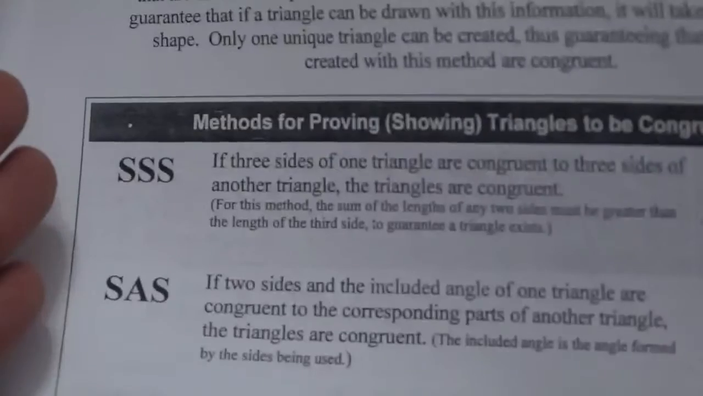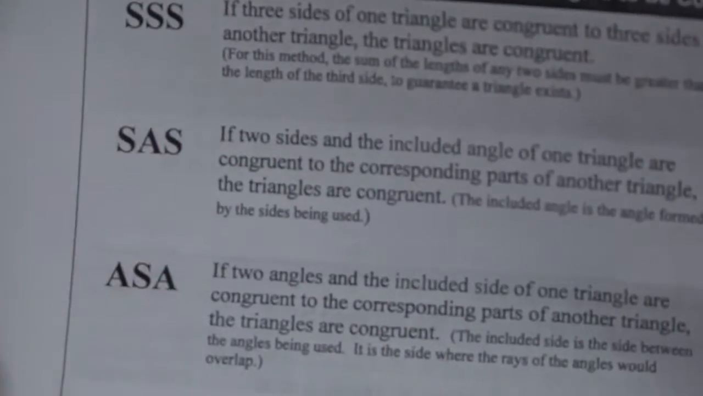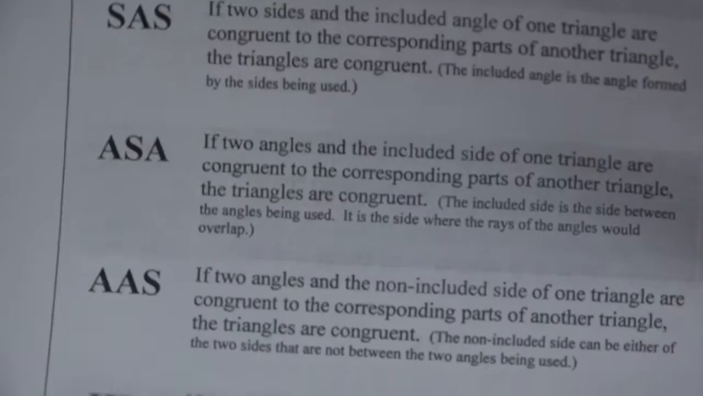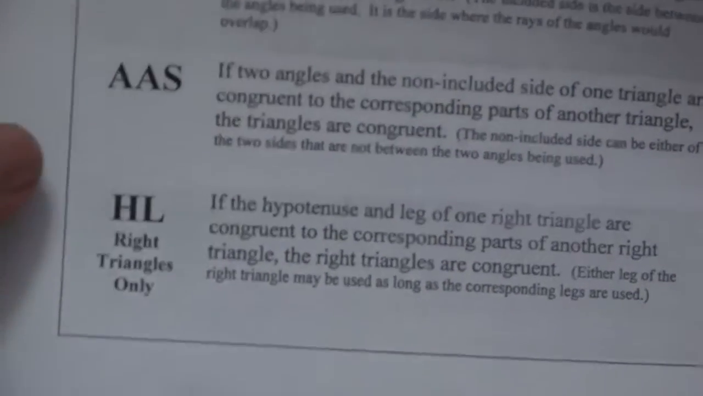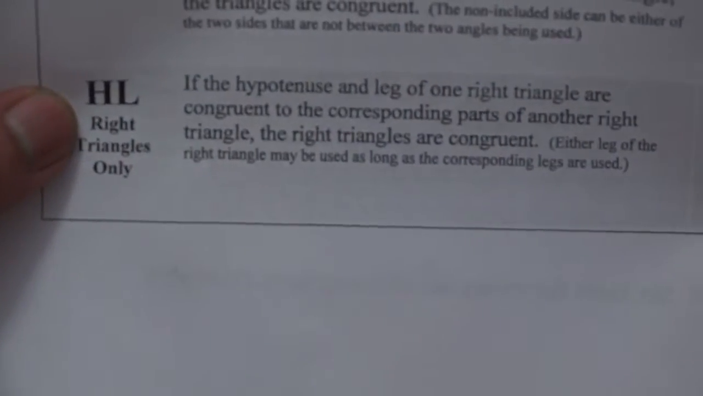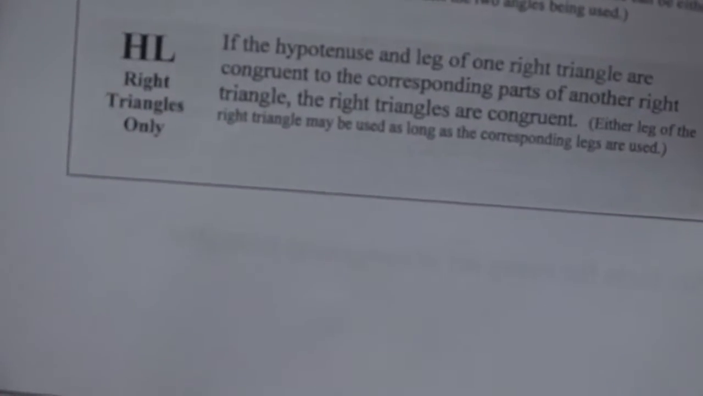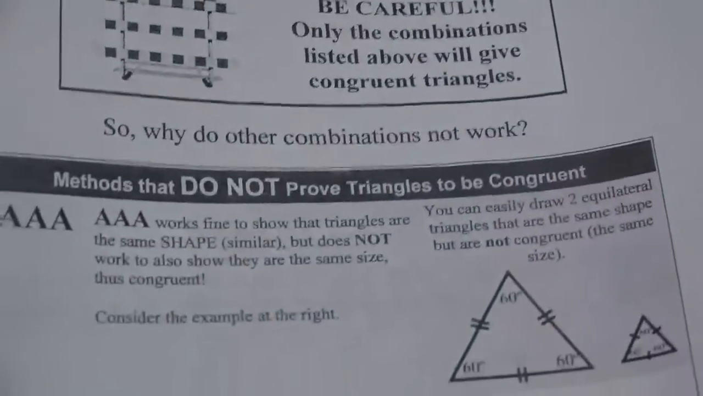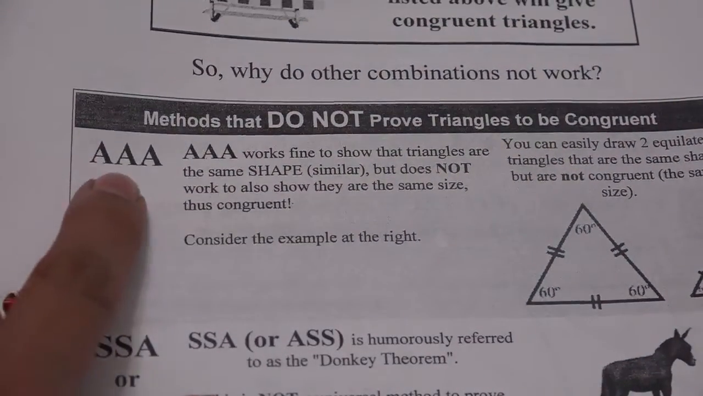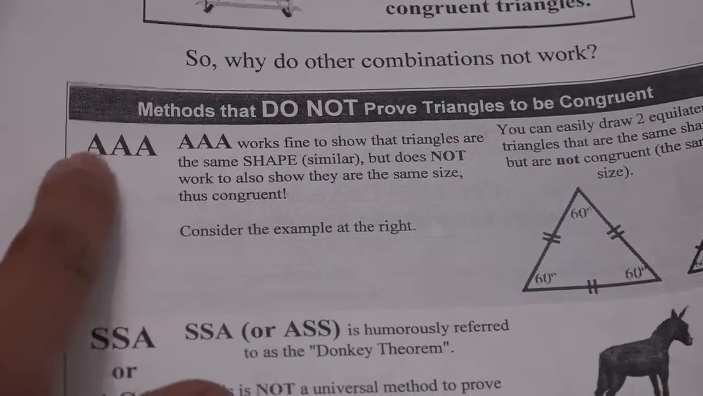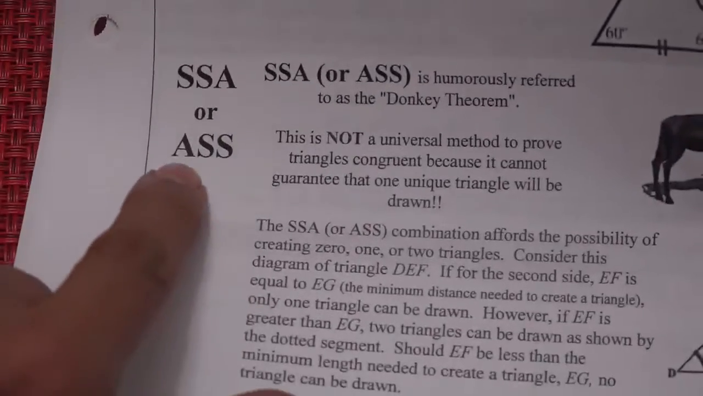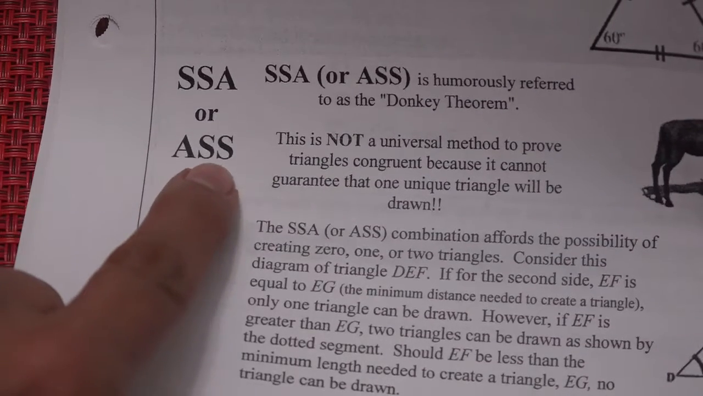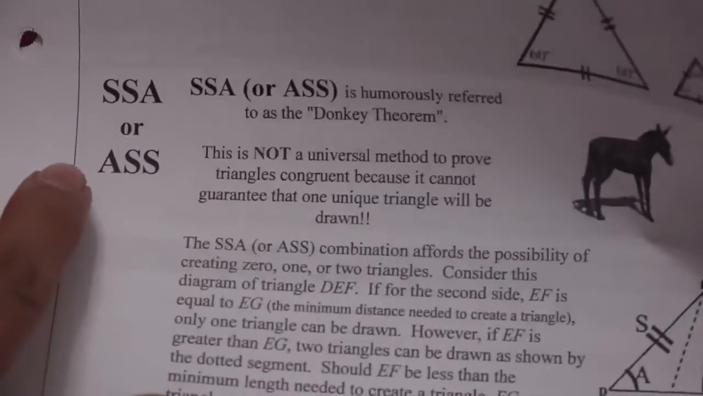So, ways to prove triangles congruent. We have side, side, side. We have side, angle, side. We have angle, side, angle. We have angle, angle, side. And we have hypotenuse and leg. This we've seen before. Now, what are the ways that we cannot prove triangles congruent? By angle, angle, angle, or angle, side, side. It's called the donkey theorem.